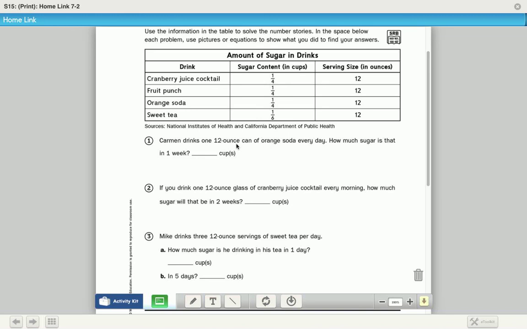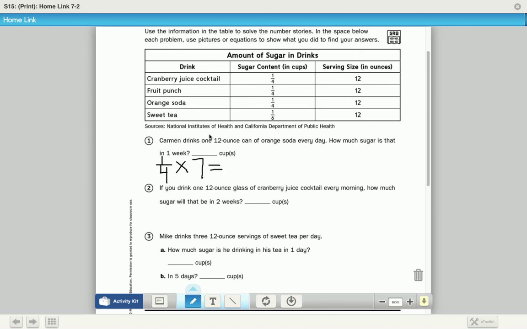So we know that she is drinking orange soda, and that's 1/4. Okay, so she's drinking 1/4 cup of sugar in each orange soda, and she's drinking it every day for a week. And we talked about how many days there are in a week, which would be 7. So 1/4 times 7 is what we would be doing.